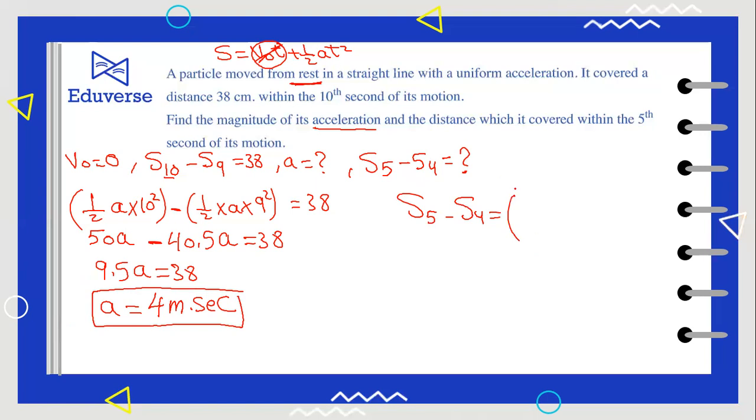Depending on half a t squared, half multiplied by acceleration, I find it equal 4, multiplied by 5 squared, minus half multiplied by 4 squared. The first bracket equals 50, minus the second bracket, which is 32. The difference between them is 18 meters. So I find the two required in this example.